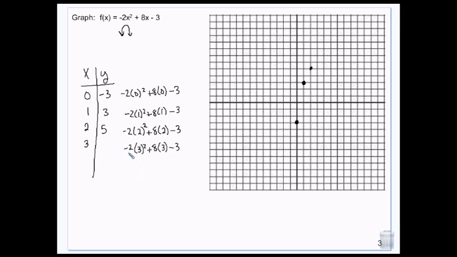So I have -18 plus 24, so that's 6, minus 3 is 3. And there, I found my vertex, so I found my U. And then if I go 1 over and come down, I'll be symmetric. And then I just draw my parabola.